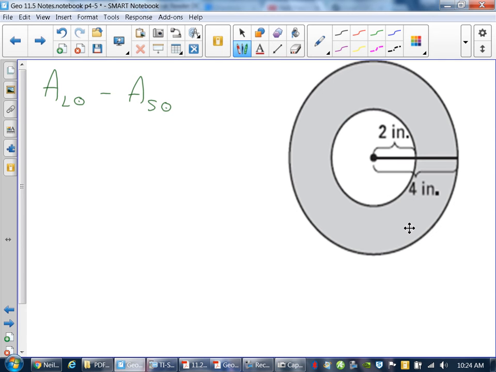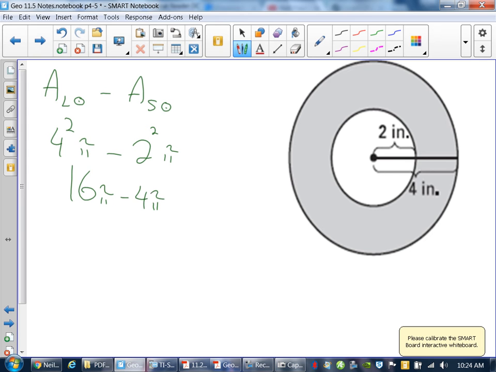What's the radius of the large circle? 4. So if the radius of the large circle is 4, it's 4 squared pi. What's the radius of the small circle? 2. 2 squared pi. When you're combining like terms, treat pi as you would a regular old variable. I can combine these two because they both have pi in them. What's 16 minus 4? 12. There's your answer.